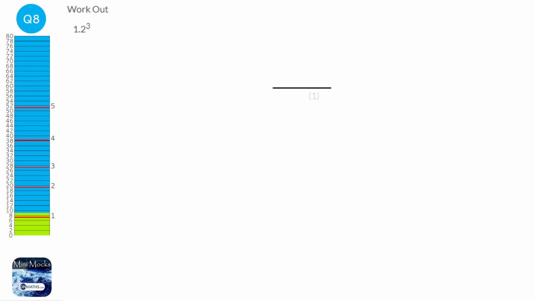So we can either use the calculator to work out what 1.2 cubed is, or we can do 1.2 times 1.2 times 1.2. Now if you wanted to use the calculator to go straight there, you type in 1.2, and then normally there's a button that looks like this, x with a little 3, and that will give you the answer. Or if you're not sure how to do that, you can times it by itself 3 times, and you get the answer 1.728.